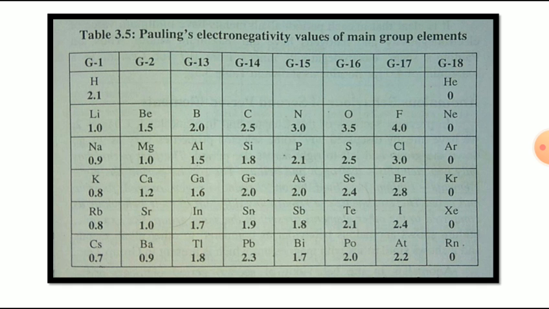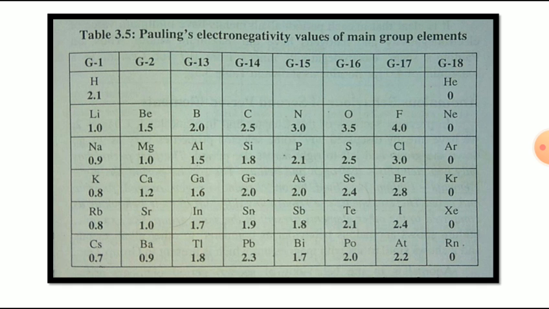Because of high electronegativity, halogens are non-metallic in nature. So these are the trends we have just seen in case of main group elements.